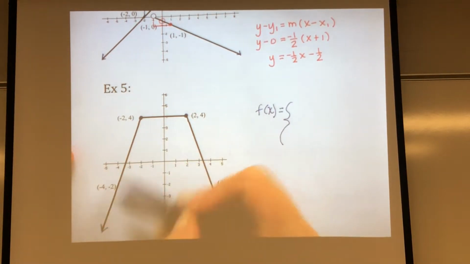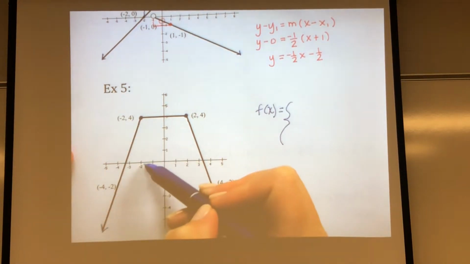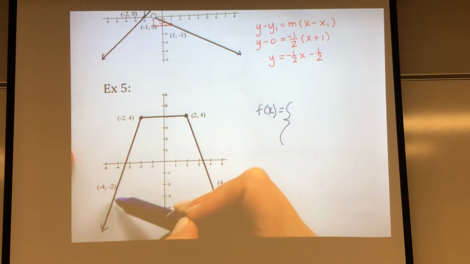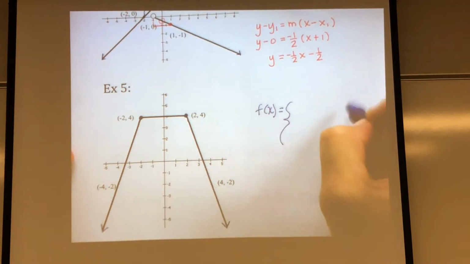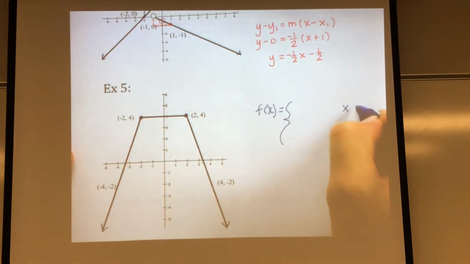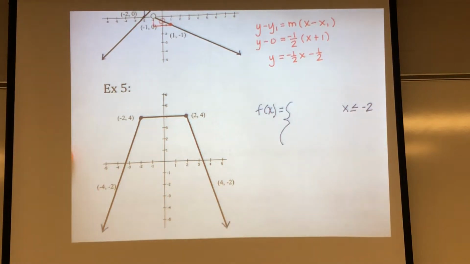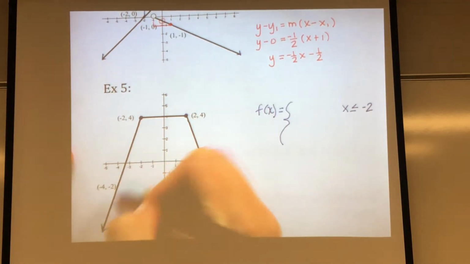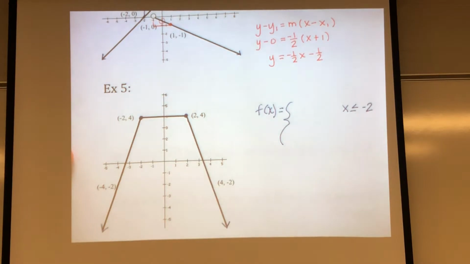But if you start on this left piece like we did before, it starts at -2 and heads to the left. So we could see, and if you want to use a closed circle, you can, x is less than or equal to -2. And then we've got to figure out some slopes and y-intercepts to write our equation.